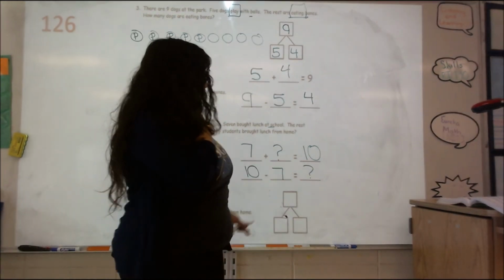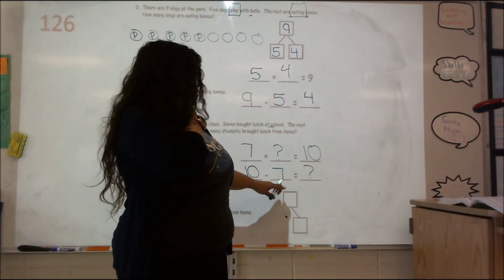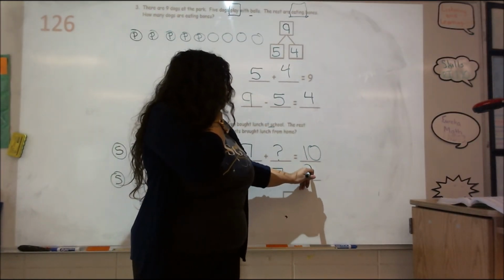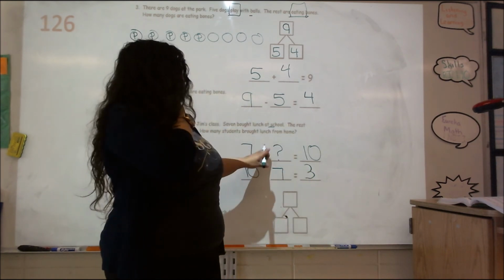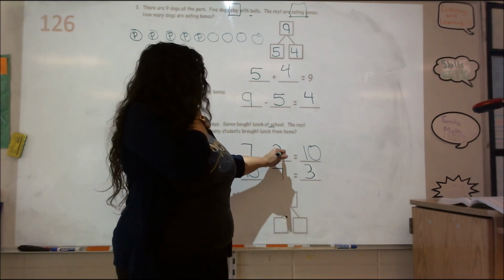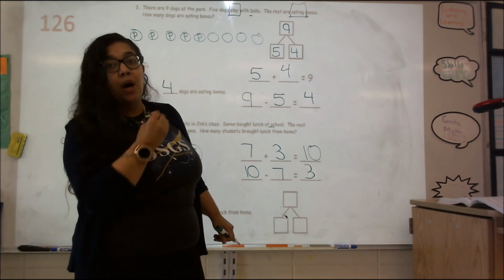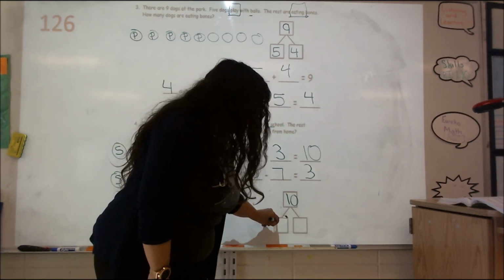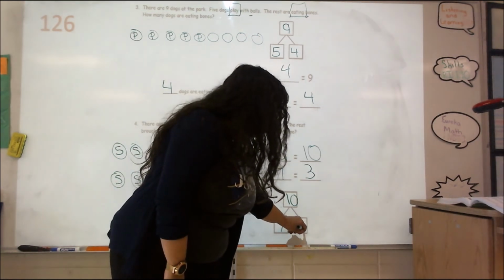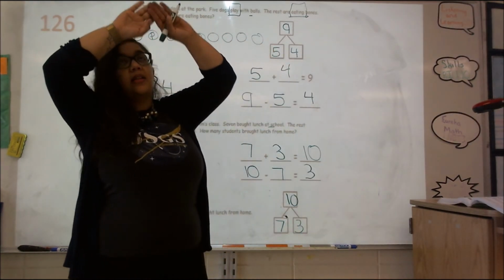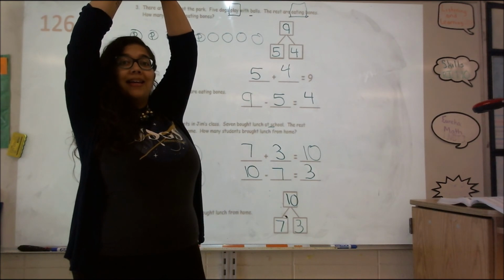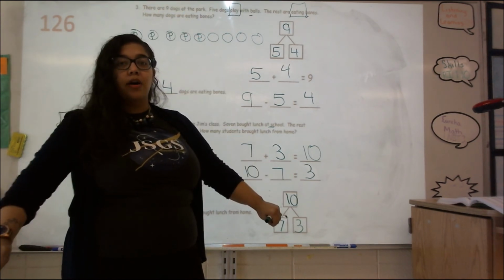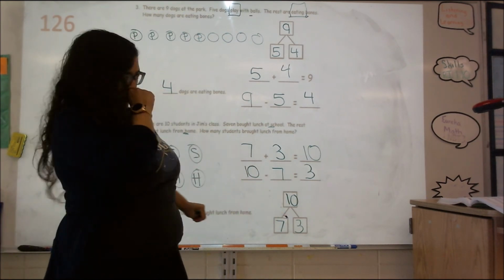Back to our number sentences. 10 minus 7 is equal to 3. 7 plus 3 is equal to 10. Both of these number sentences are produced from the same number bond, where our whole, this part that's by itself on the side, is 10, and the parts are 7 and 3.